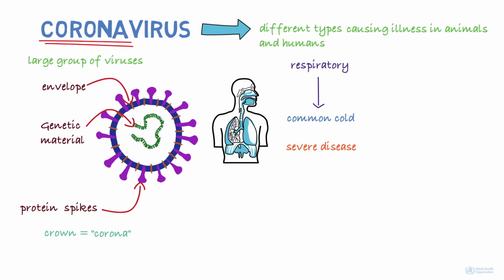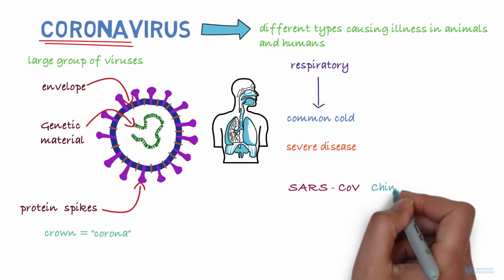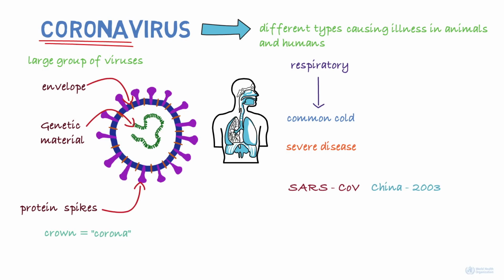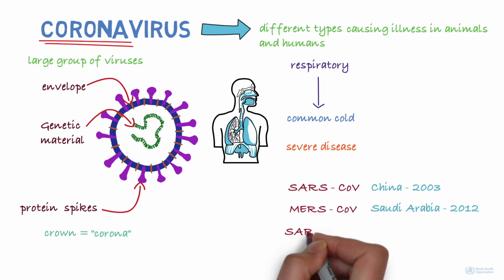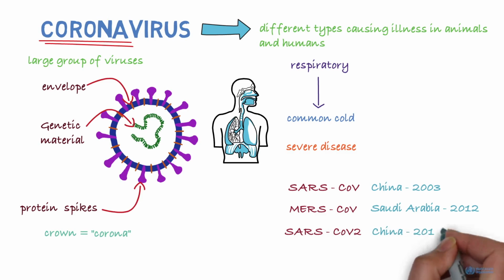These include the Severe Acute Respiratory Syndrome coronavirus, first identified in China in 2003, the Middle East Respiratory Syndrome coronavirus that was first identified in Saudi Arabia in 2012, and SARS-CoV-2, the name of the virus that causes COVID-19 that was first reported in December 2019.